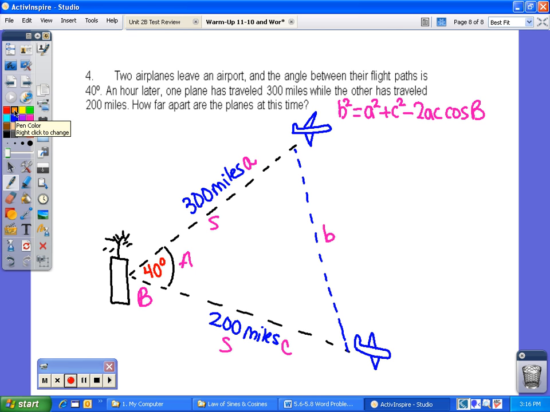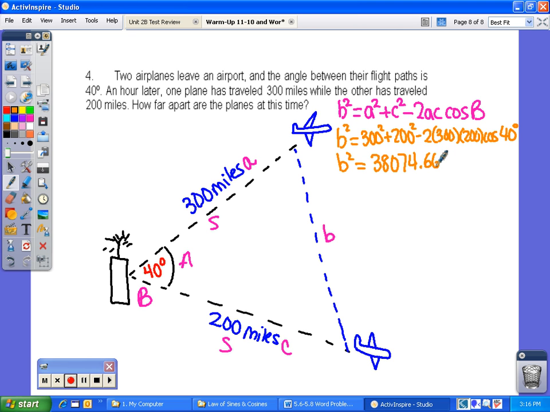And you'll notice that once we plug in the numbers, everything's the same anyway. So B squared equals 300 squared plus 200 squared minus 2 times 300 times 200 times the cosine of 40 degrees. So put this all in your calculator. And you get 38,074.66683. Take the square root, and you wind up getting 195.1 miles. So don't forget your unit.